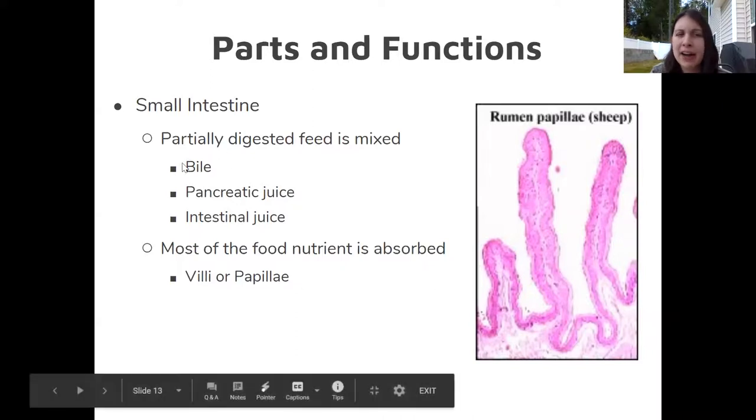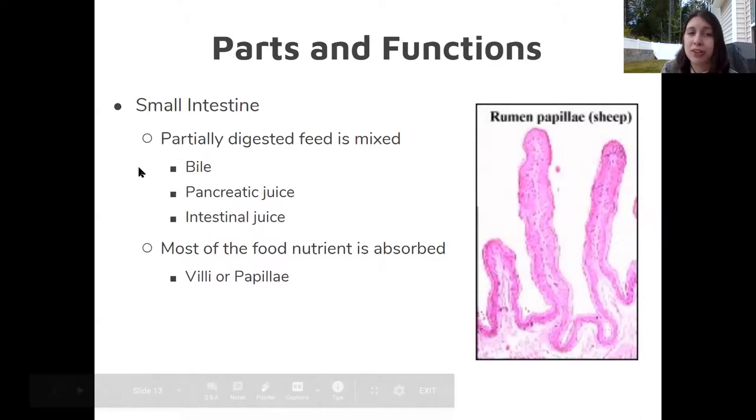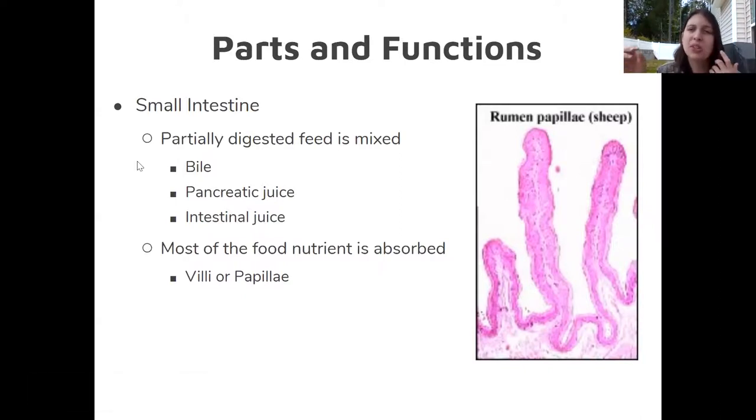You might see a little bit of bile, which is like when you have those nasty burps and it's almost like acid reflux, that's bile. There's a little bit of bile sent from the liver to help break down things like fats that are hard for us and animals to break down. You might have a little bit of pancreatic juice, which the pancreas's job is to help break down sugars, which is why it's really important for diabetics. And a little bit of intestinal juice to help break down the rest of it. And then the papilla grab it and absorb it.